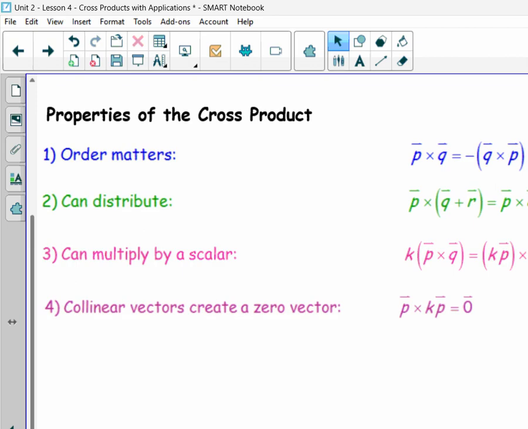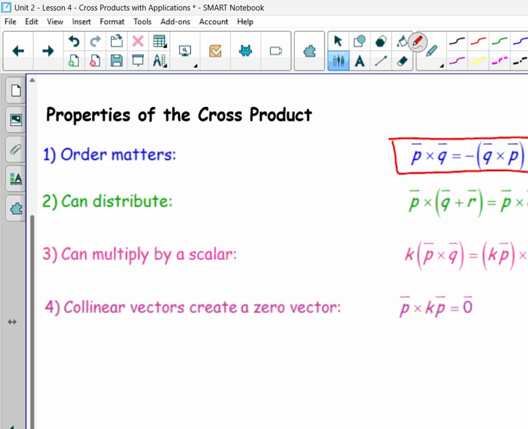Okay? First of all, order matters. P cross Q is the opposite of Q cross P. They point different directions. One would be up, one would be down, or left, right. Okay? You can actually distribute with a cross product. So you could add together, then take a cross product, or cross product, then add together. That works too. If you have a scalar, just some sort of number, you can do your cross product first, and then take the scalar multiple of it, or scalar multiple each of your vectors first, and then cross product them. That would work too.